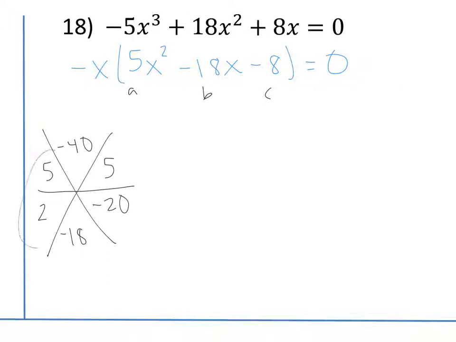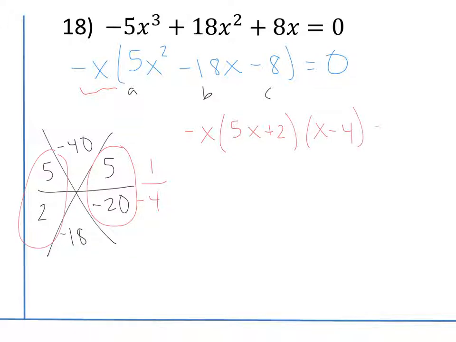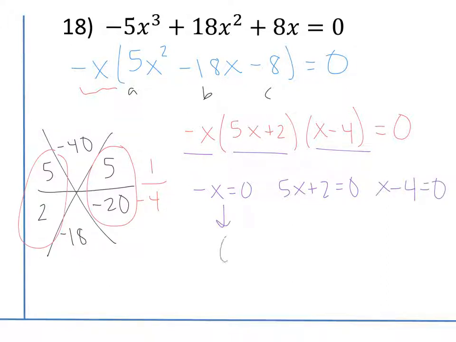And then you look at your two fractions and you simplify those, and you can simplify 5 over negative 20 to 1 over negative 4. So I'll write my factors here as negative x that we factored out, that GCF right there, times 5x plus 2 times x minus 4 equals 0. And then I'm going to set all three of those factors equal to 0 because that negative x we took out is a variable. So I'll say negative x equals 0, 5x plus 2 equals 0, and x minus 4 equals 0.